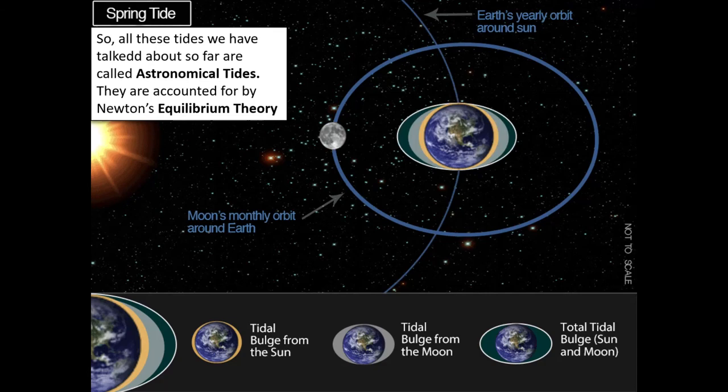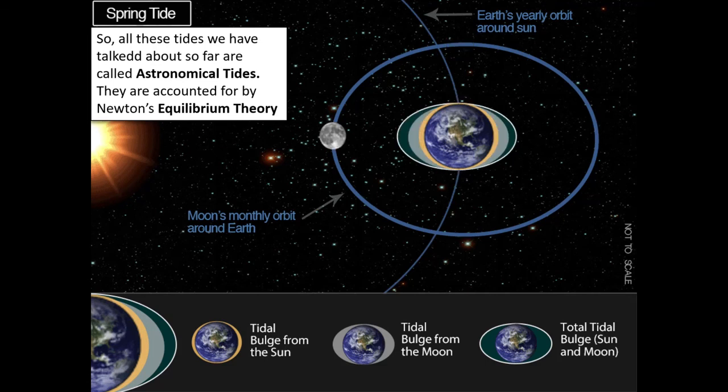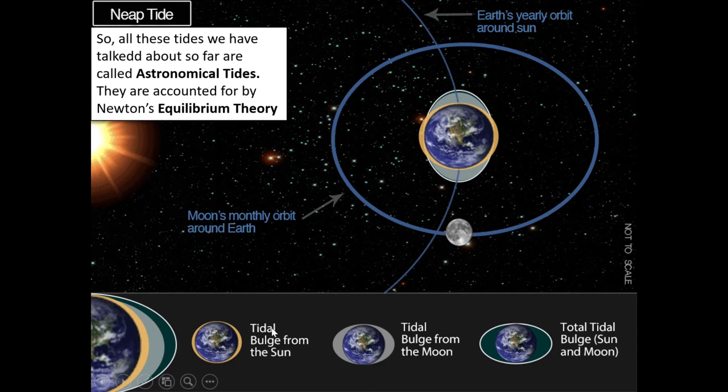Astronomical tides are just one part of tides in general. There are other factors that come into play. Going back to Isaac Newton, his equilibrium theory only really took into account astronomical tides. No other variable was included or talked about.